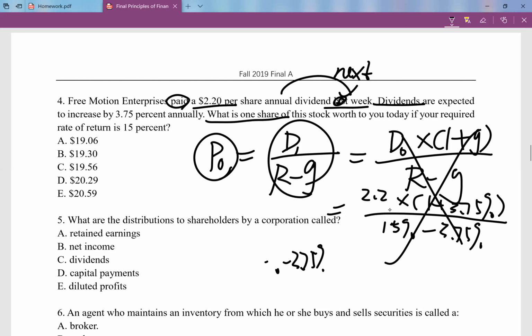So what is the distribution to the shareholders by a corporation called? For shareholders, we pay what? We pay dividends, right? For the bond, we pay the coupon. So you can see how we allocate our net income to our shareholders. We use our residual income, and part of the residual income will be paid in what? In dividends.